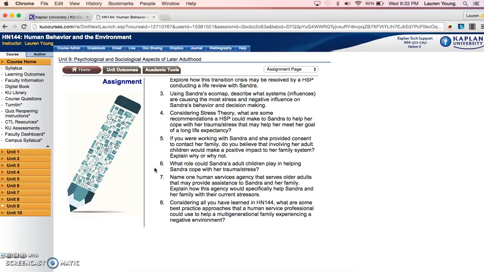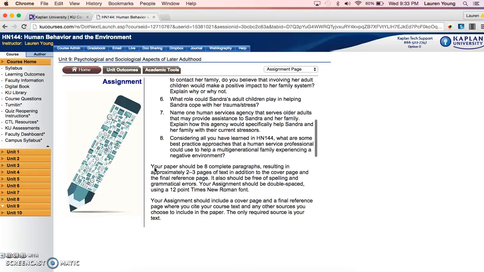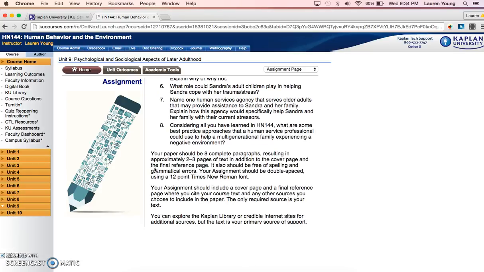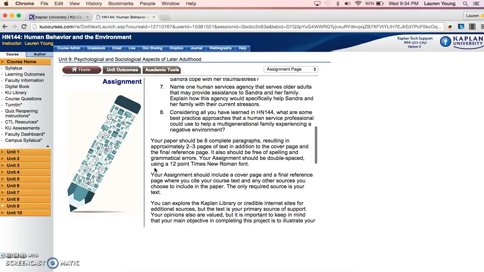Lastly, in your concluding and eighth paragraph, you'll consider all that you have learned in this class, HN144. What are some best practice approaches that a human service professional could use to help a multi-generational family experiencing a negative environment? Your paper should be 8 complete paragraphs as we just went through, and this will result in about 2 to 3 pages of text.